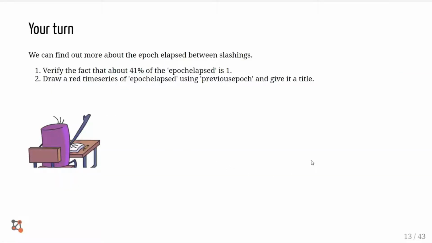Now it's your turn. Let's find out more about epoch elapse between slashings. First, verify the fact that 41% of the epoch elapse is 1. Then, draw a red time series of epoch elapse using previous epoch and give it a title. Okay, pause the video and come back when you are ready.